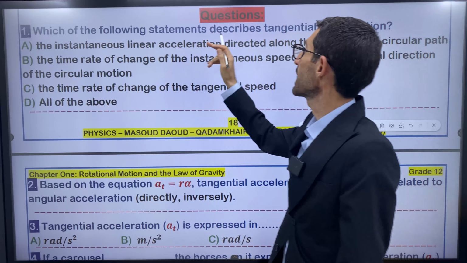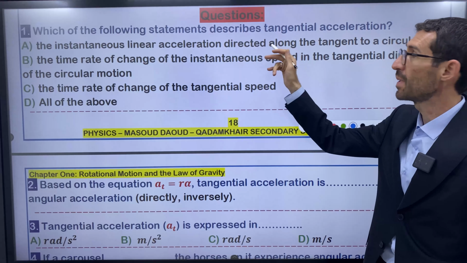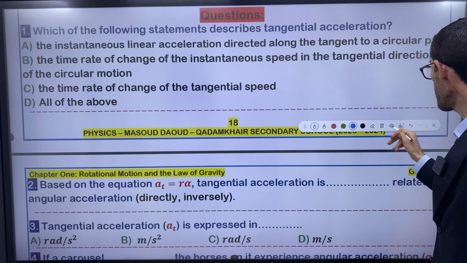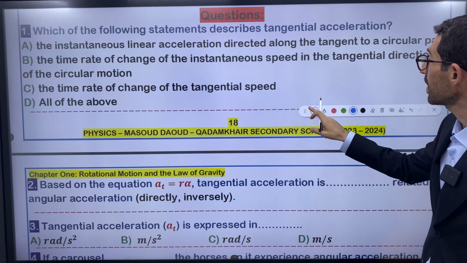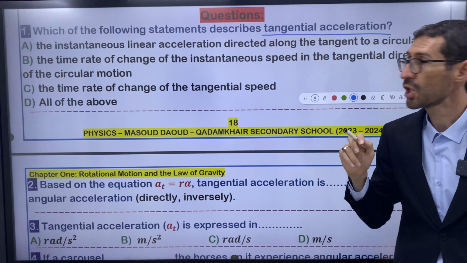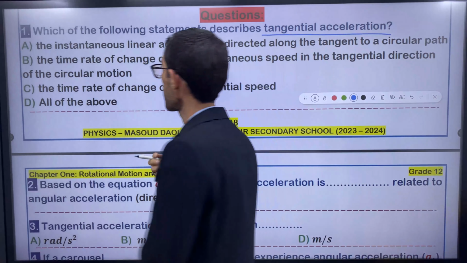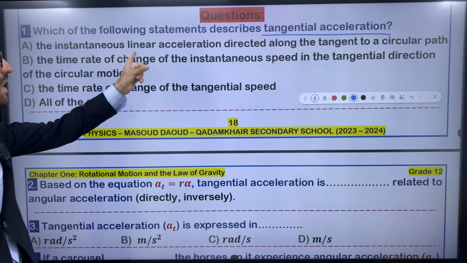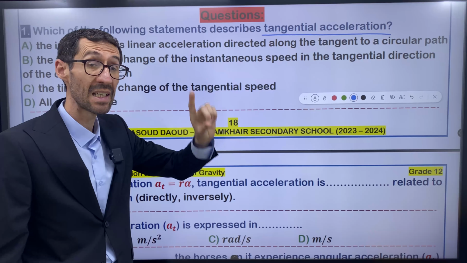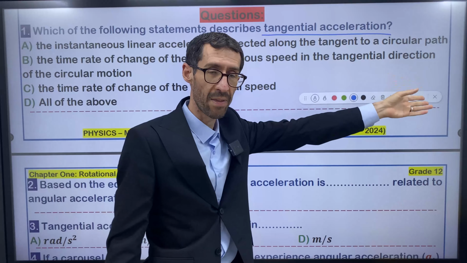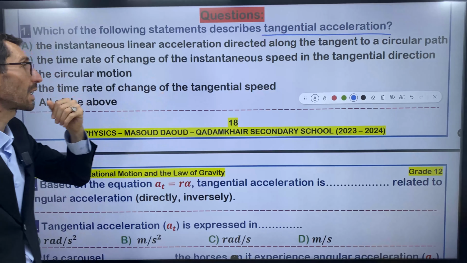Which of the following statements describes tangential acceleration? So which option is a definition of tangential acceleration? Let's read the options. The first one, A: the instantaneous linear acceleration directed along a tangent to a circular path. It's true, yeah? It's right.